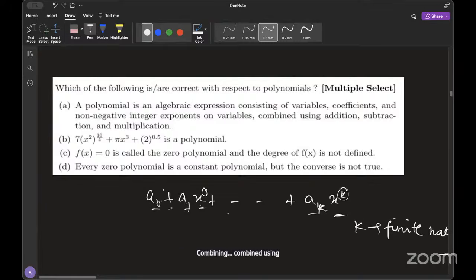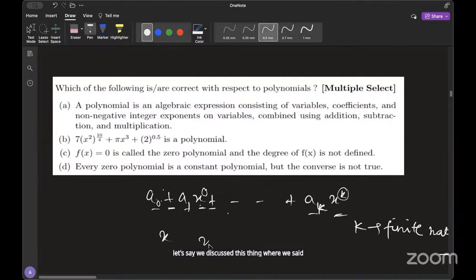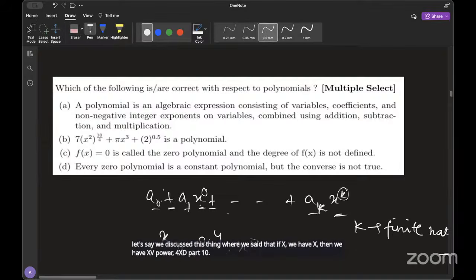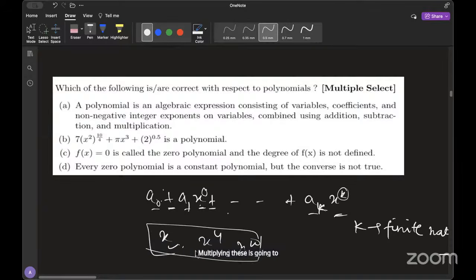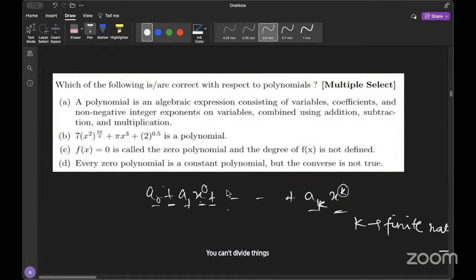Combined using addition. So you can use addition, you can use subtraction too, that's fine. And you can use multiplication. Multiplication in the sense if you multiply a0 x, and let's say we discussed this where we said that if we have x, then we have x to the power 4, x to the power 10. Multiplying these, if these are different terms, is just going to give you another polynomial, right? However, that's not the case with division. You can't divide things and then expect that it will still be a polynomial. So this option should be correct.